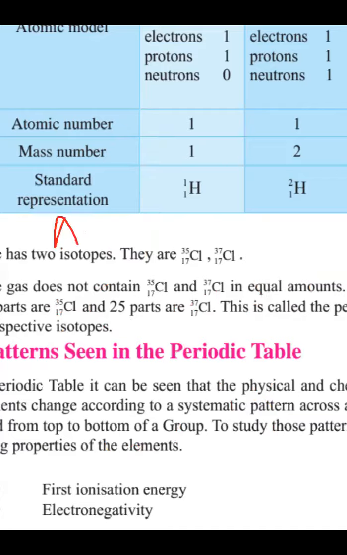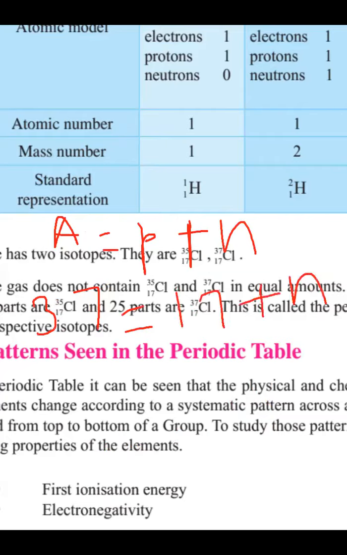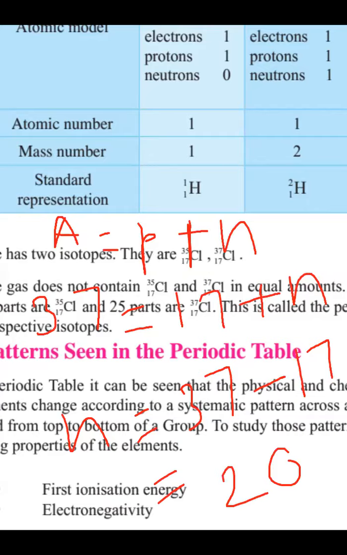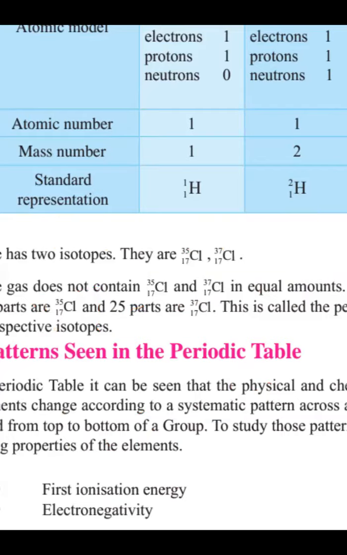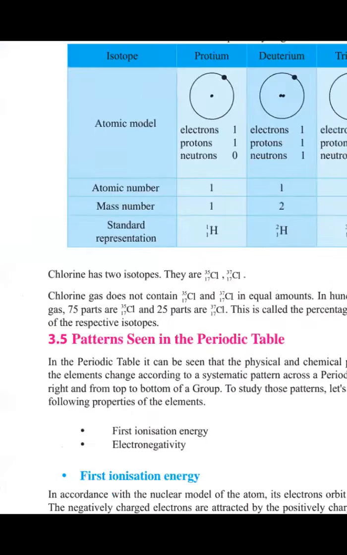For the second isotope also, we can do the same calculation. A equals P plus N. A equals 37. P equals 17. N equals 37 minus 17 equals 20. So this says that the number of neutrons are different. First one 18, second one 20. So this is a good example for another isotope.